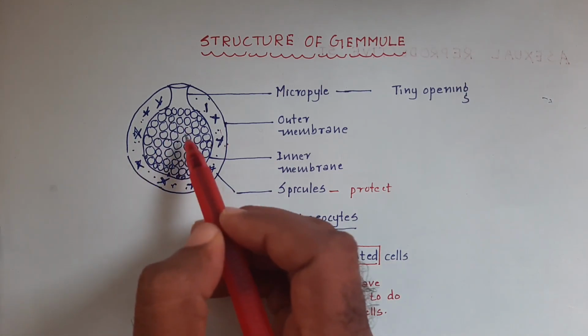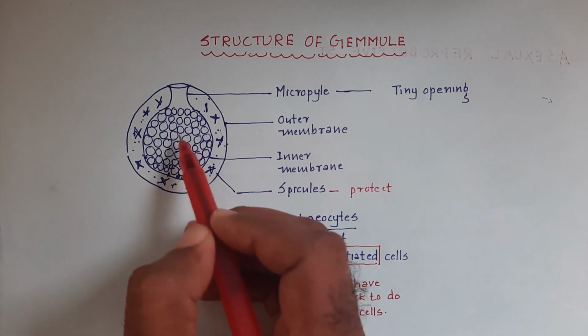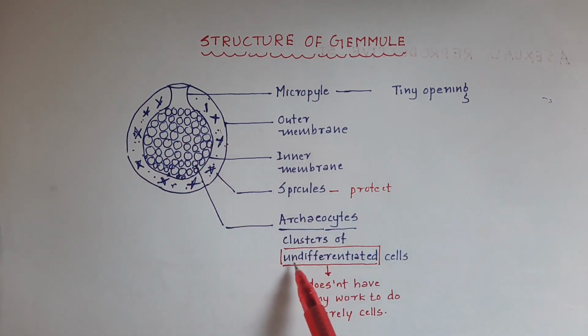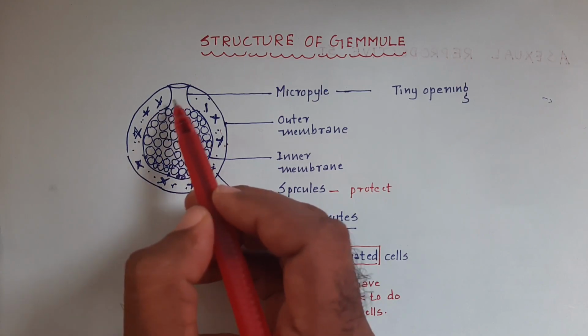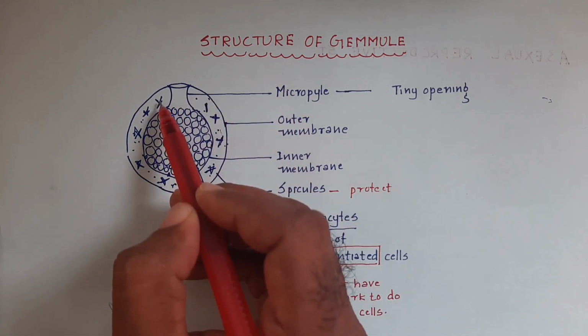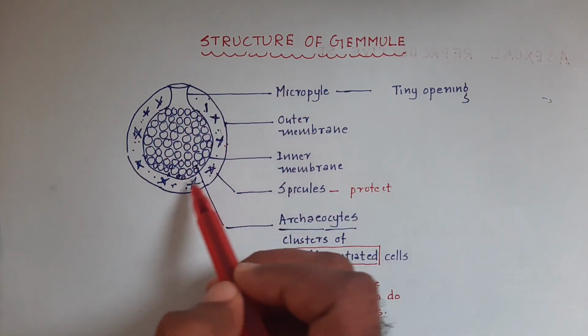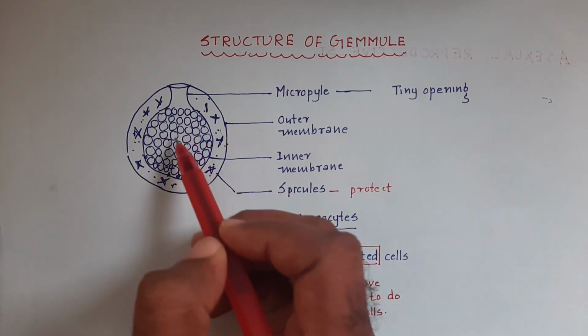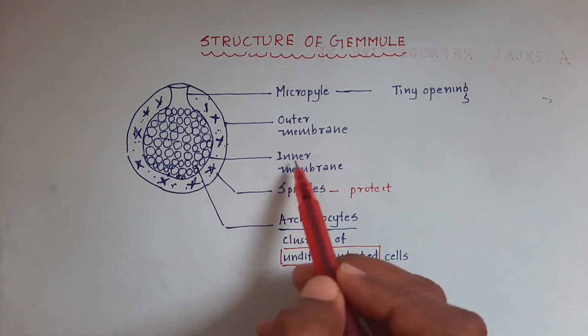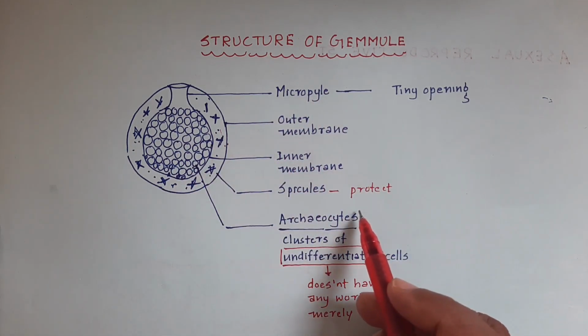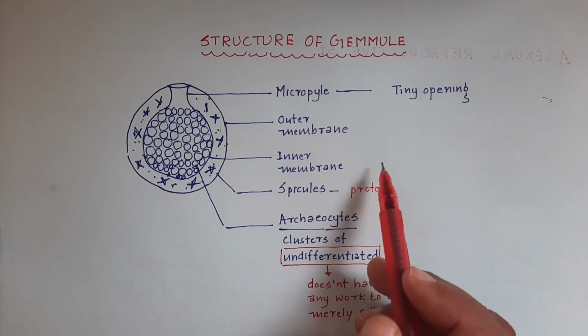These are sterile and do not have any work to do. That's why these are called undifferentiated cells, meaning they don't have any work to do. These are merely a group of cells. So the micropile end and then spicules surround the inner archaeocytes, and it has two membranes, an outer membrane and an inner membrane. This is the structure of a gemmule, a very simple structure of a gemmule.